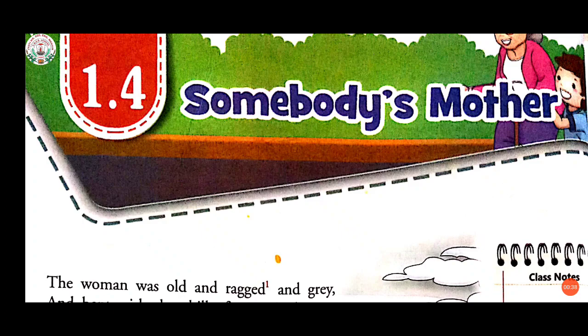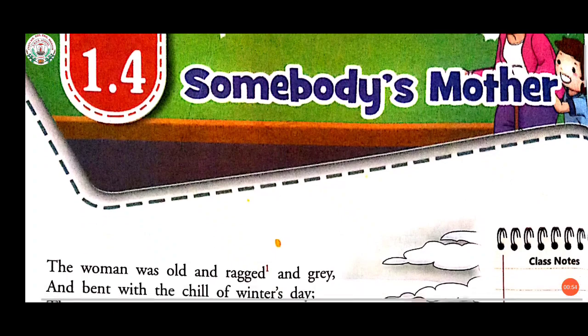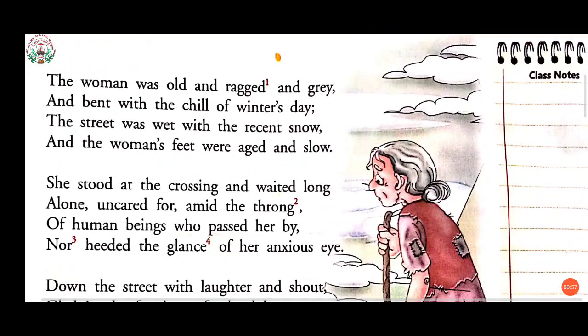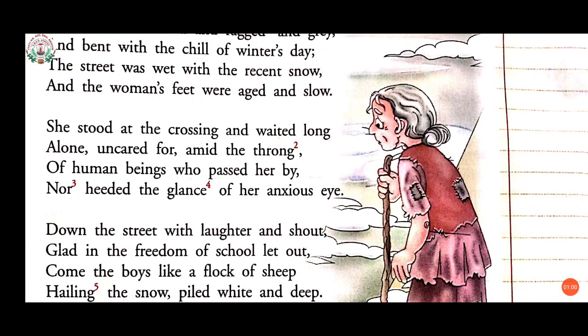Now come to the poem, that is Somebody's Mother. This poem is written by Mary O'Brien. And students, this is a very simple and heart-touching poem written by the poet. The whole poem is about a mother in which there is a young boy who helped an old woman to cross the street. He realized that she is somebody's mother. He knows that if his own mother needs help in his absence, somebody will be there to help her.